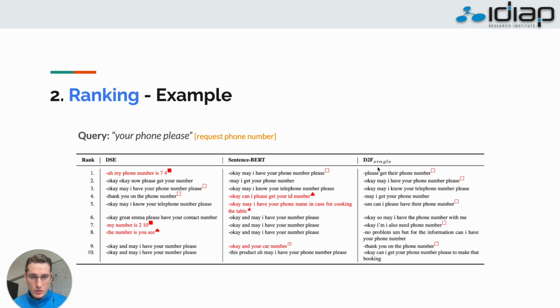And if we use, for instance, the Dialog2Flow embeddings, we get utterances that all resemble the same communicative step, which is request phone number.